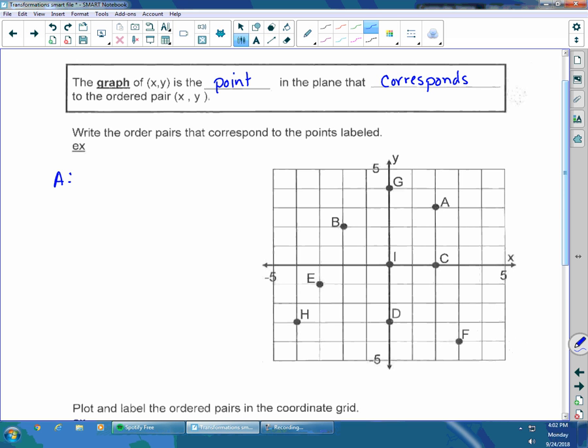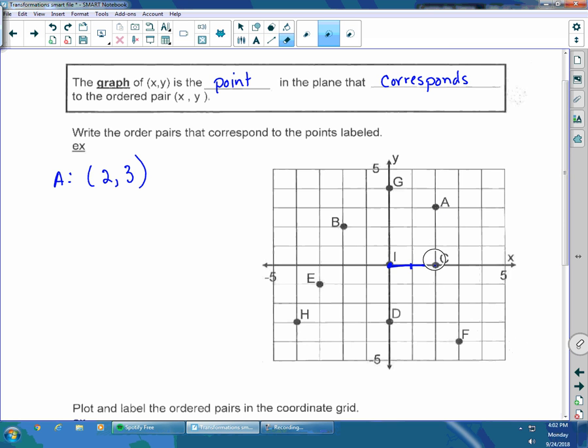So A is located right here, and that would be from the origin. The origin is always 0, 0. It's where both number lines are 0, and that's where they cross. So my x, I'm coming over 2 points. Here's 1, here's 2. So my x is going to be 2. And then I go up 1, 2, 3. So my y is going to be 3. And that would be the ordered pair for A.